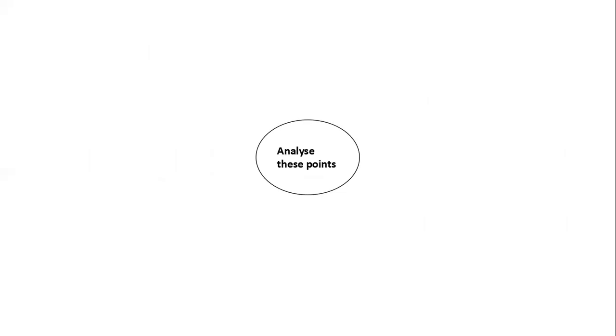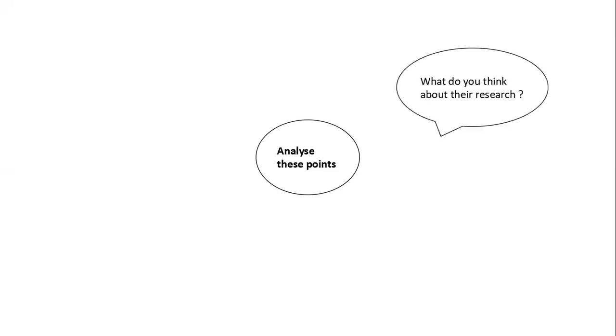The next question in your mind should be what points need to be analyzed. That will be your second question, right? You need to have an idea about what you think about their research. You will be reading some 30 to 35 papers. You need to analyze this point. What do you think about their research? Is their research well defined? Is their research worth reading? Is it worth writing in your review paper?